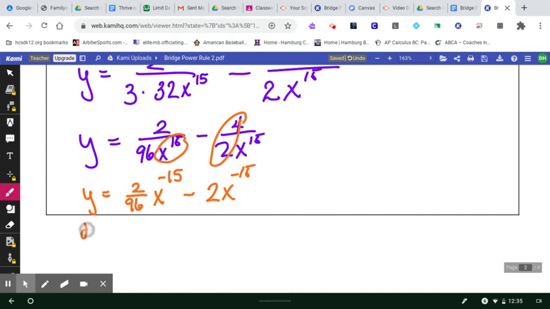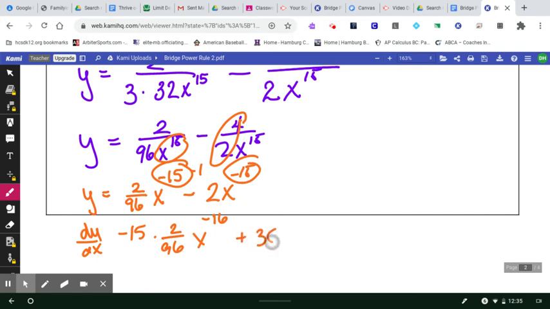And now the derivative is super easy, dy dx, and I'm not going to worry about multiplying it all out. I'm just going to bring that exponent down. So I have negative 15 times 2 over 96. X to the negative, if I subtract 1, it's going to make it a negative 16. Bring this down, so I'm going to get plus 2 times 15, that's 30. X to the negative 16. And we can clean this up over here, dy dx. If I multiply this, I've got negative 30 over 96, and that x to the 16th is going to move to the bottom, plus 30 over x to the 16th. And we'll call it good there.